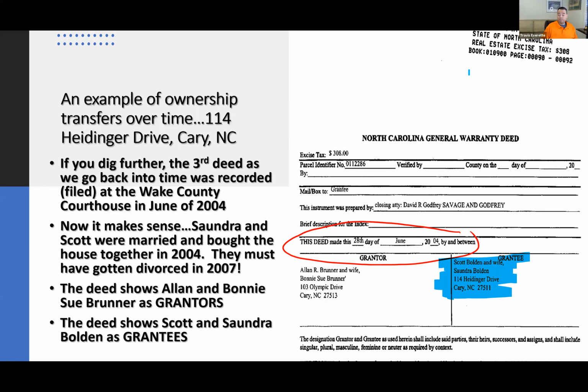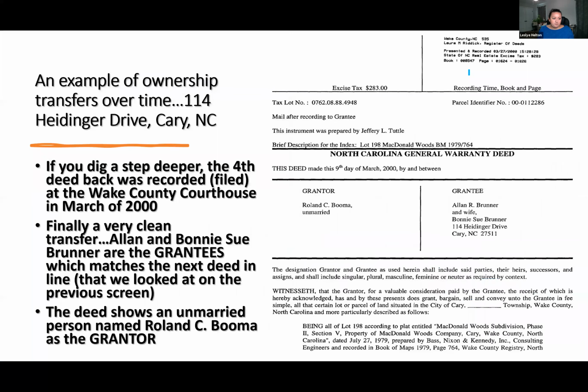If we went back even further, would we want to see Alan and Bonnie Sue be the grantees on the previous deed? Would that be ideally what we'd like to see? Yes. And thankfully, that's exactly what we see. If we go back, this deed takes us all the way back to 2000. This was recorded in March of 2000, the 9th of March.